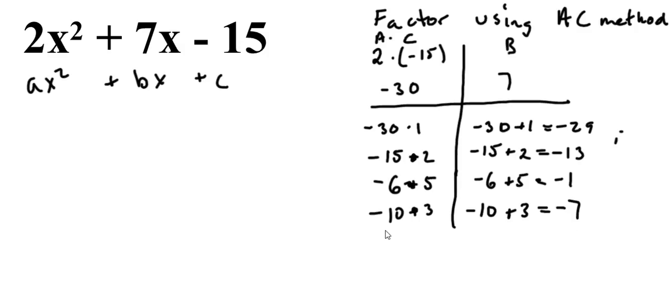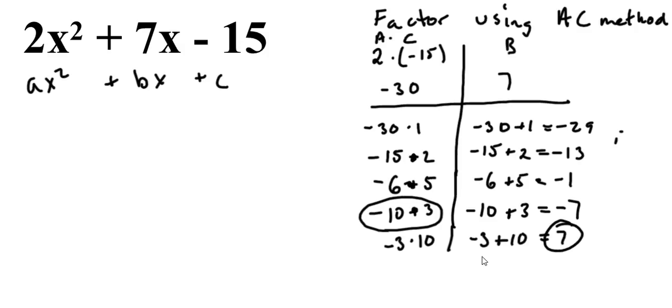Now, when you see this, you have to realize that the order doesn't matter. If I had negative 3 times 10, that would also give me negative 30. So let's change it around: negative 3 plus 10 gives us 7. There are our factors.